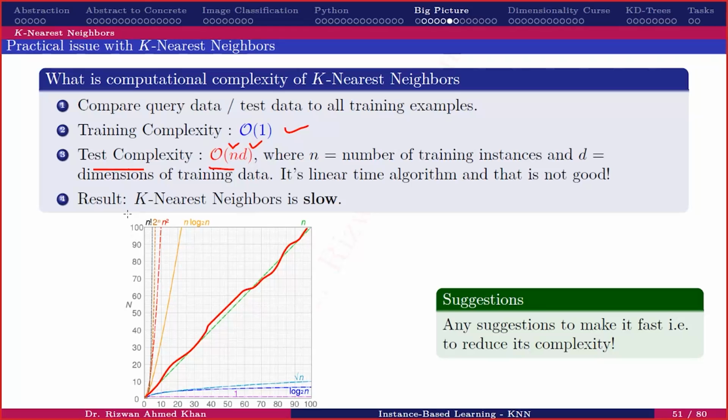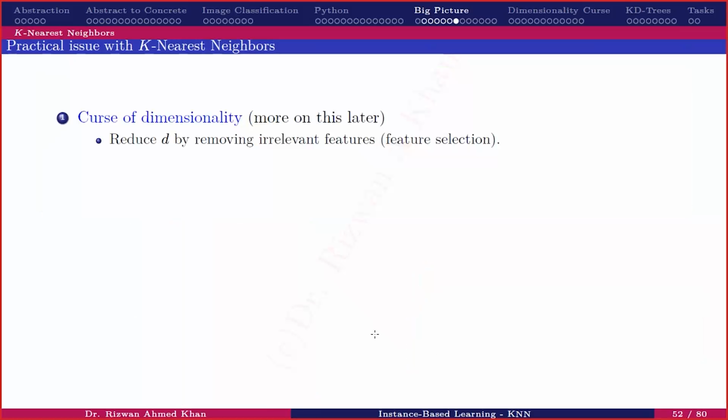And then I asked you for any suggestion to make it fast, to reduce its complexity. There are a few tricks or optimizations that we can do on kNN to make it faster or more robust. Number one is to reduce dimensions by removing irrelevant features. In kNN, more dimensions is a curse, and I will explain in a few slides why I'm saying it's a curse.